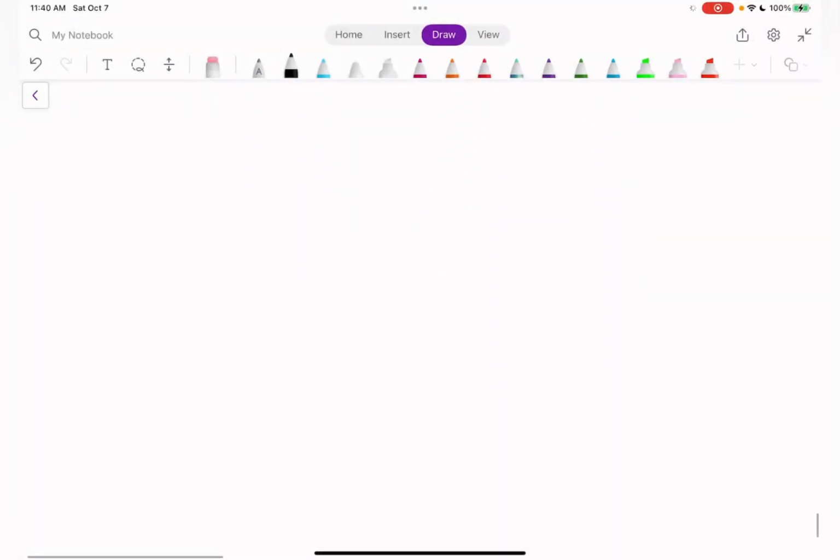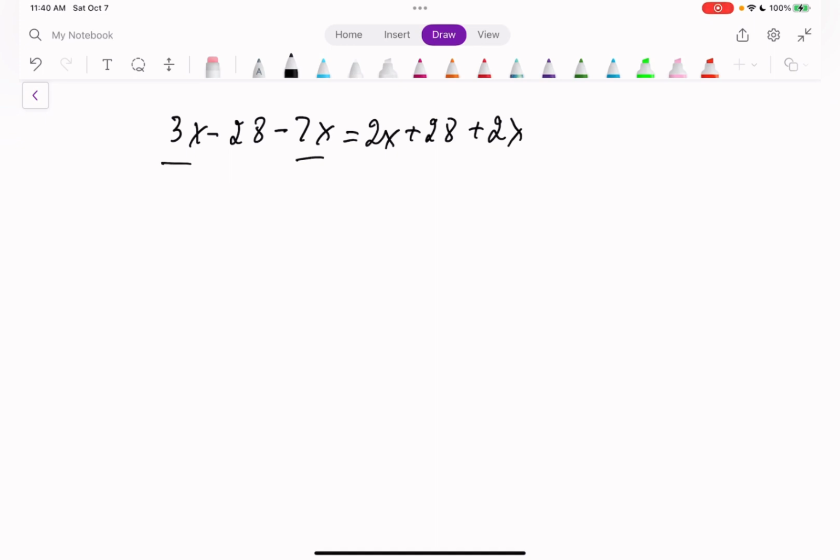Here is what we have. 3x minus 28 minus 7x equals 2x plus 28 plus 2x. Okay, let's see how we're going to get like terms, 3x minus 7x and then 2x and 2x, right? And the other like terms, negative 28, positive 28. So all x's I'm collecting on the left side of the equal sign, which is going to be, well, you can combine these two first. Let's combine first the 3x negative 7x and then 2x and 2x. So 3x minus 7x, negative 4x minus 28 is equal to 2x and 2x, 4x plus 28.